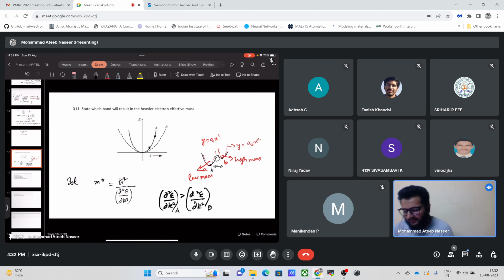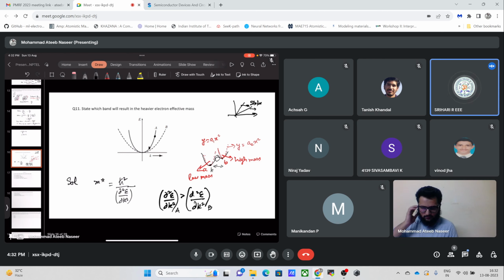This is simple. For example, if I consider y equals mx, this slope will be greater and this will be less. Then the slope of B only should be greater also.